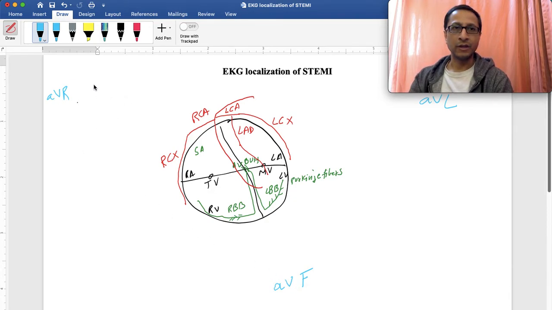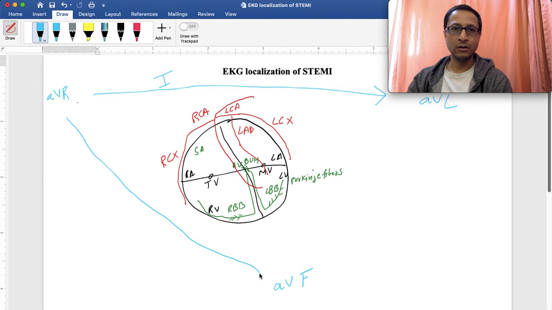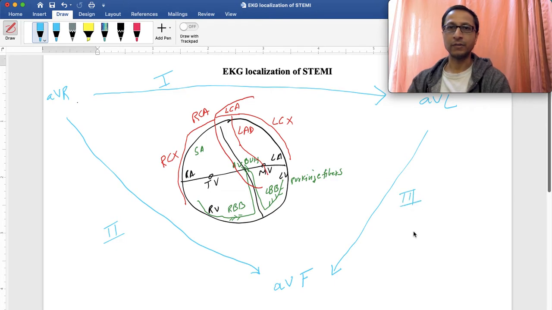If we draw an imaginary line from AVR to AVL, we can call that lead 1. AVR to AVF, we can call lead 2, and AVL to AVF, we can call lead 3. So these are the limb leads. Now let's label the chest leads, the ones that go directly on the chest. These are also called precordial leads.